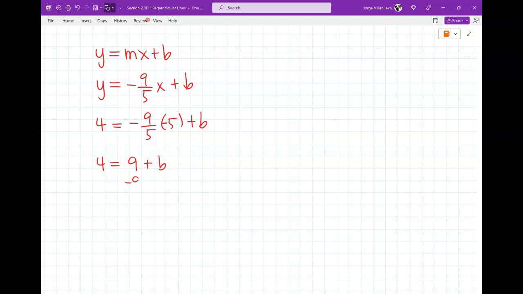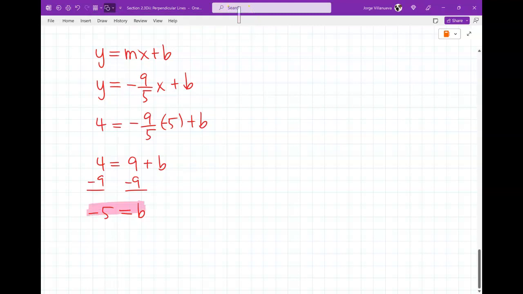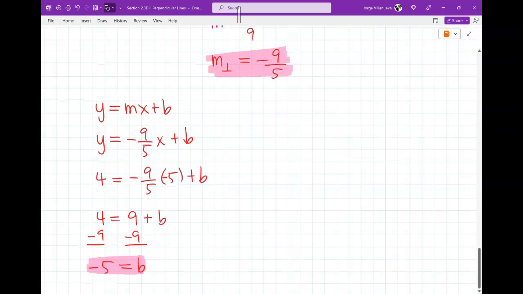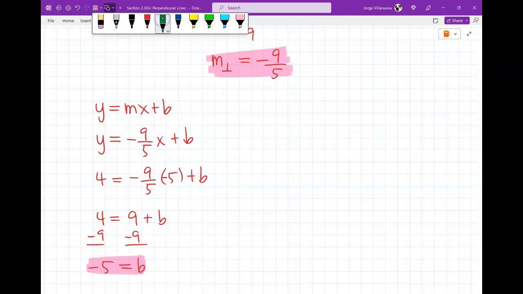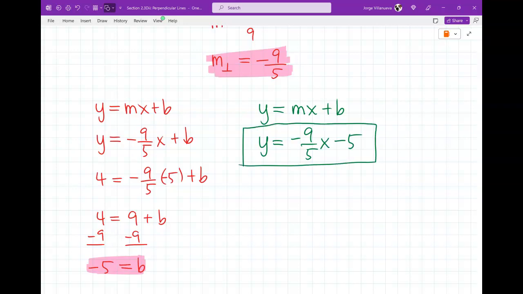We'll subtract 9 on both sides. We're almost done here, guys. Negative 5 is equal to b. So now I know my slope and my y-intercept. This is my y-intercept. This is my slope. Plug that in and you're done. So y equals mx plus b. Y is equal to negative 9/5 x minus 5. And that's it. So this is what's on your homework today.